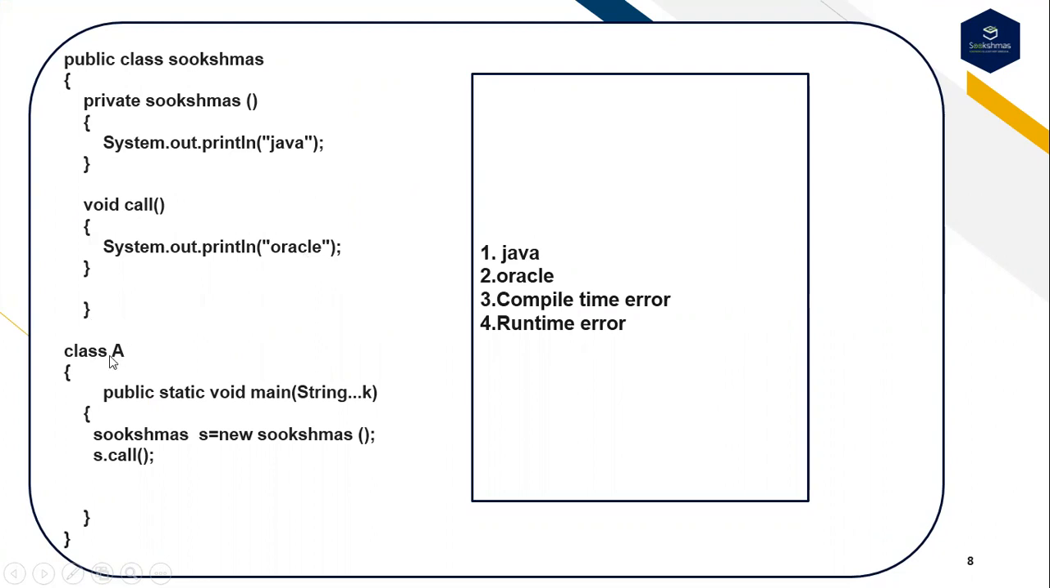Another class I've taken is class A, public static void main. Here I've created an object for the class called Sukshmas: Sukshmas s = new Sukshmas. With the help of the reference, I am calling this call method. Predict the output of this code. The first is Java, the second is Oracle, the third is compile time error, and the fourth is runtime error.